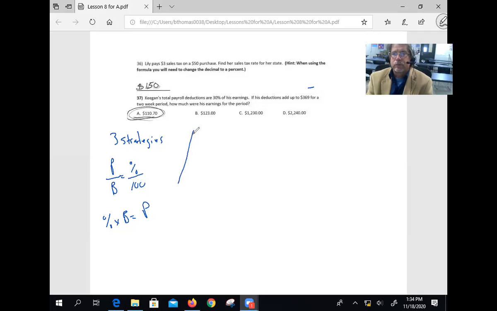The triangle model is kind of a shortcut strategy that the GED teaches. So the part is here, the base is here, and the percent is here. And when you do it this way, you got to remember that the part and the base are going to be related by division. The part and the percent are going to be related by division. The base and the percent are actually going to be related by multiplication. So we have that kind of going on there in these problems. So those are our 3 strategies that we can use in solving percent problems.